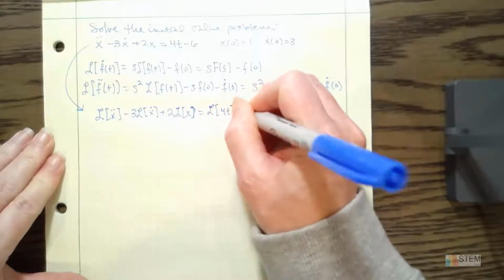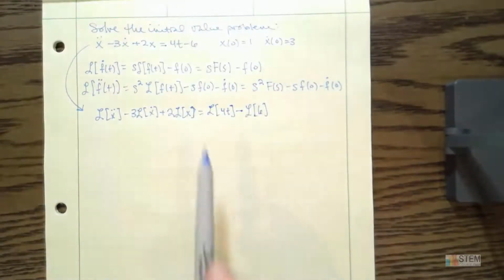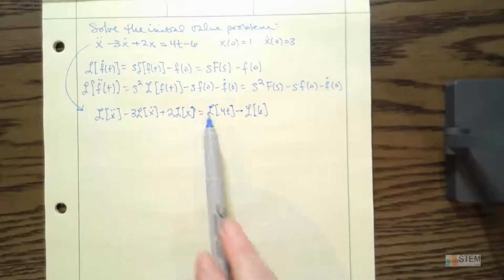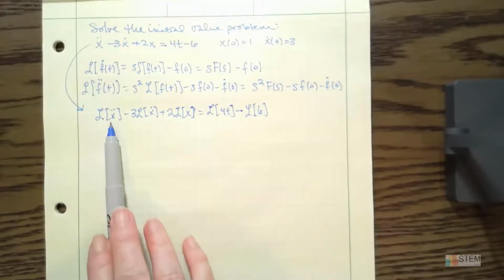And then minus the Laplace of 6. All right. And again, you could have pulled out that 4 there if you wanted. I just left it in there. Okay, so now that we've got that, let's go ahead and see what we've got here.